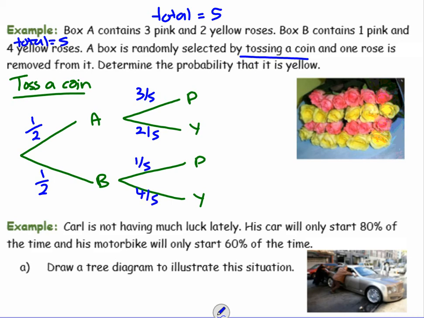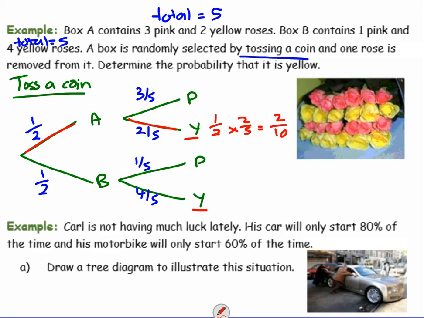So we've got to determine the probability that it's yellow. As you can see, there's 2 outcomes. You can get box B in yellow, or you can get box A in yellow. So we've got to work out those 2 probabilities and then just add them together. I can do it around the tree diagram. Let's do it here. So A and then Y yellow is a half multiplied by 2/5, which gives you 2/10.